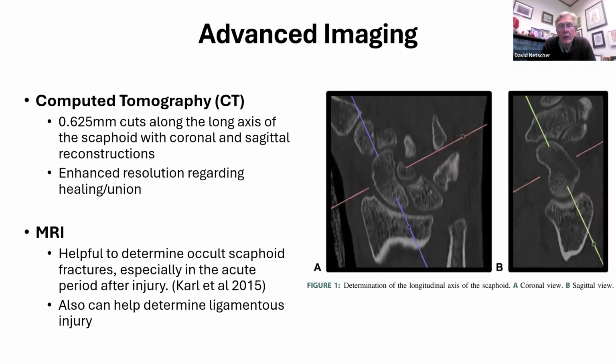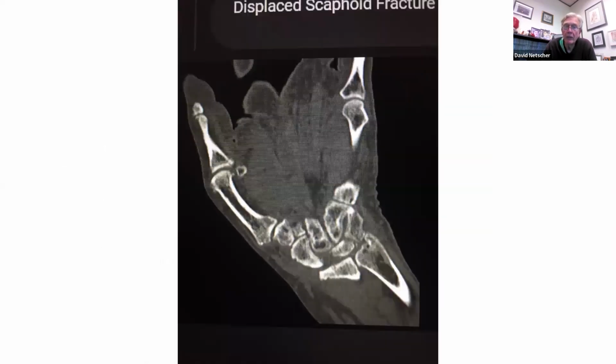Either with CT or MRI, it's particularly important when you have your sagittal views to ask for views directly along the long axis of the thumb metacarpal, because it's only with that view will you get the long axis of the scaphoid. A straight sagittal view will actually give you cuts across the scaphoid, and so you won't visualize it very well. An MRI, additionally, this of course is a CT scan, an MRI will give you soft tissue views as well and help you determine potential ligamentous injuries.